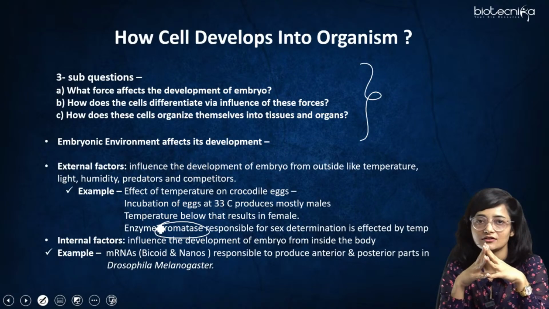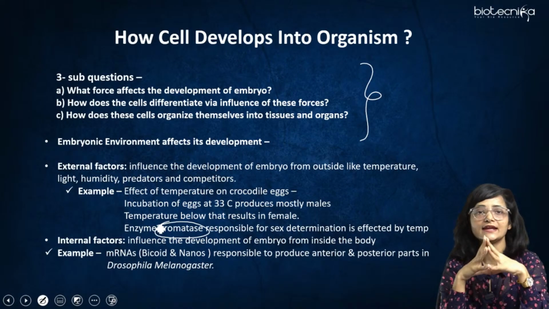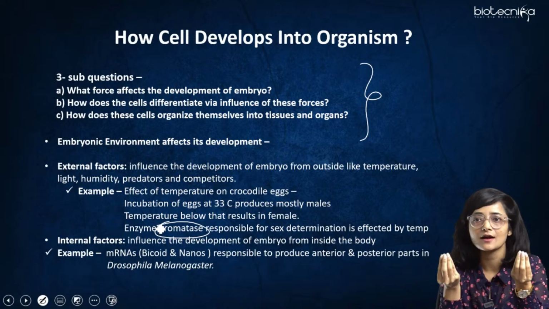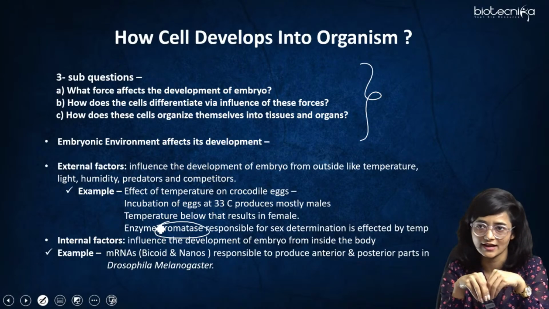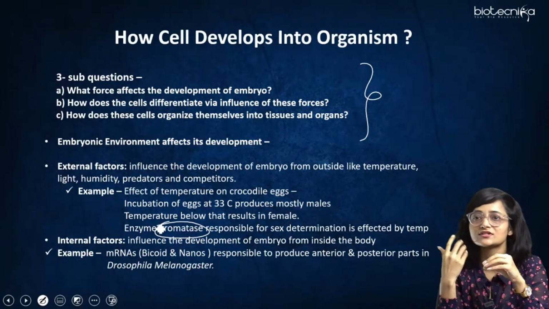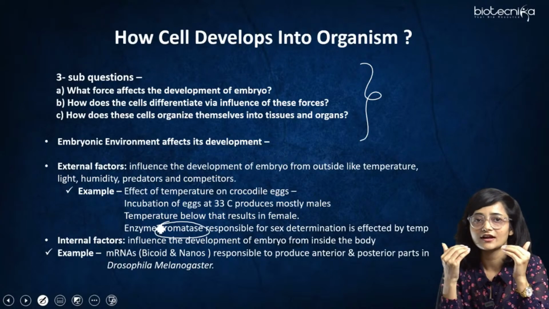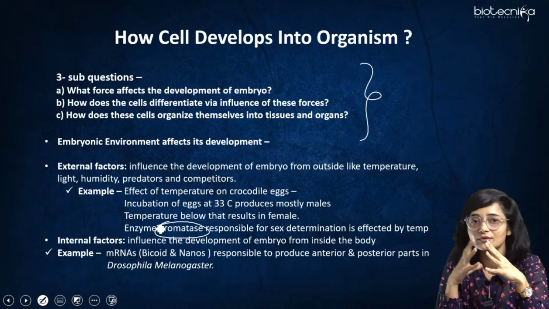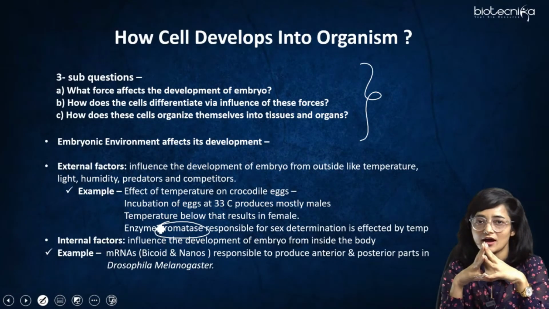Then coming to the internal factors. Internal factors influence the development of the embryo from inside the body. These intrinsic factors are present inside the body of the organism itself, and internally they produce signals, and after that a particular cell responds and produces a certain type of organism. Now an example of these internal factors could be the mRNAs, right?